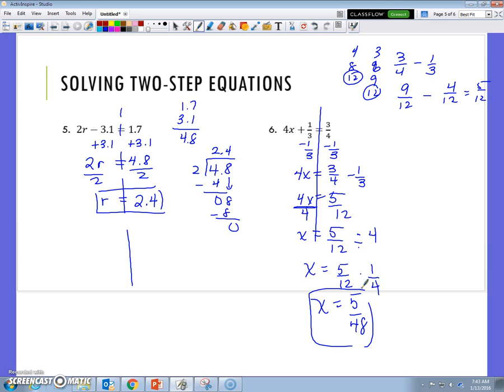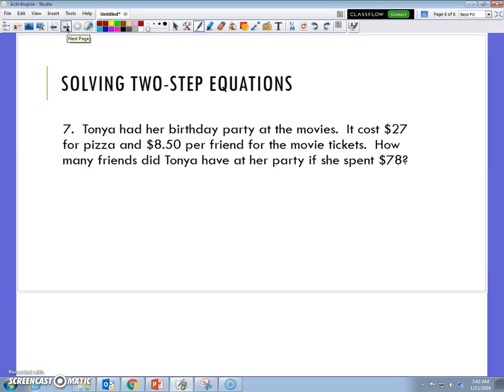Okay, I just have one more problem for you to do. And it's a word problem. It says Tanya had her birthday party at the movies. Cost $27 for pizza and $8.50 per friend for the movie tickets. How many friends did Tanya have at her party? She spent $78. So in my equation, after I read this, it tells me her total spent was $78.